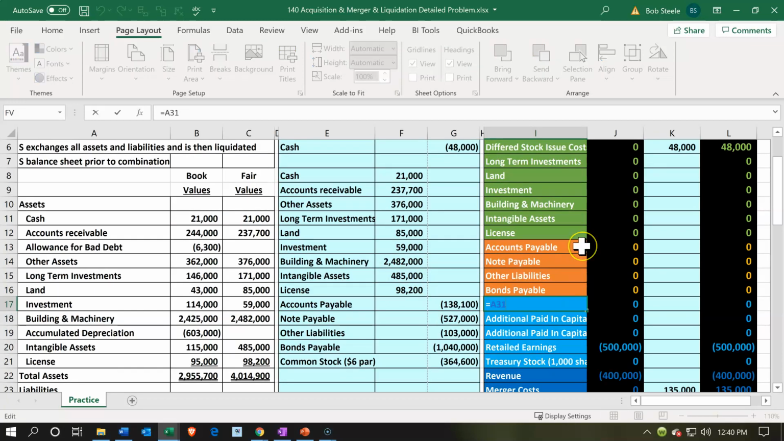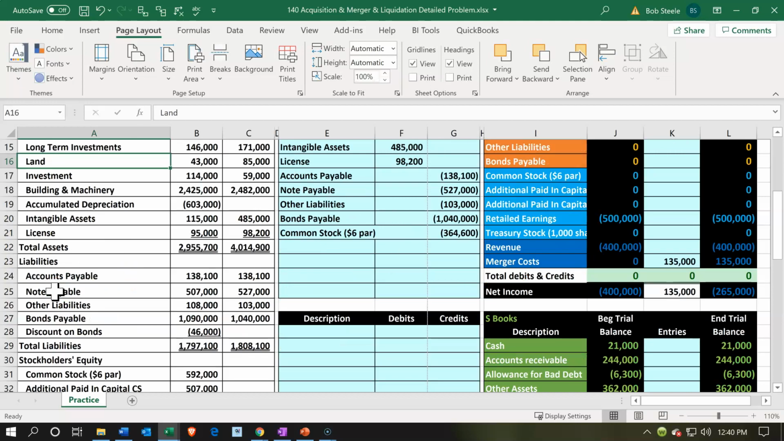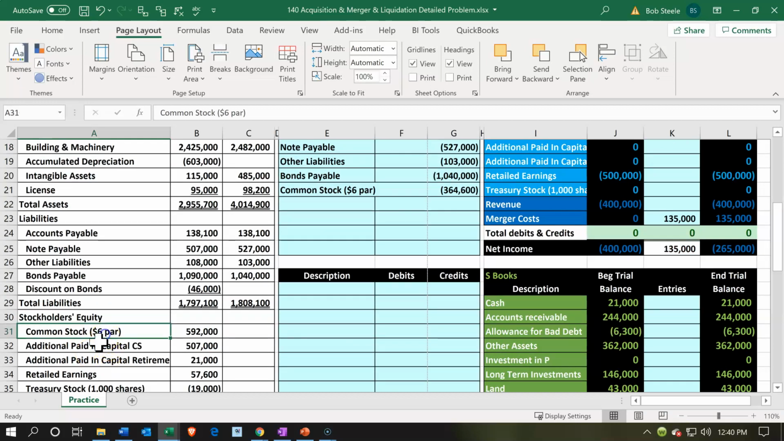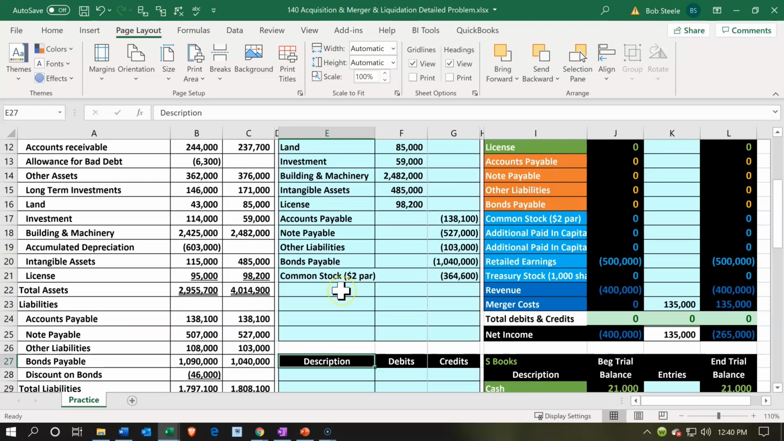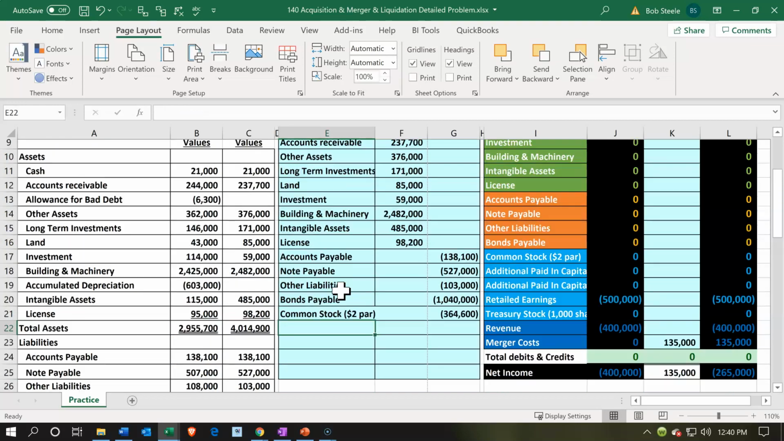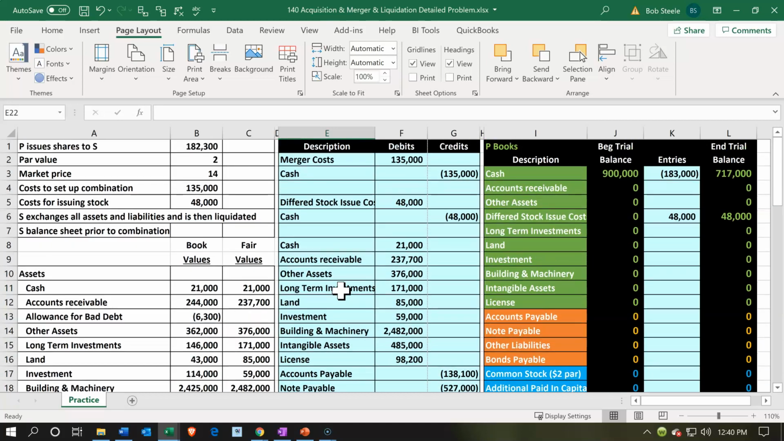I think that's a typo. I think that should be $2. Let's adjust that in our problem here. I think this should be $2. So I apologize for that, because I think that's what we're looking for. Okay, and then we're going to multiply that by the par value. And then we have to think, okay, what's the difference between the market value and the par value? So the market price we're saying is $14.